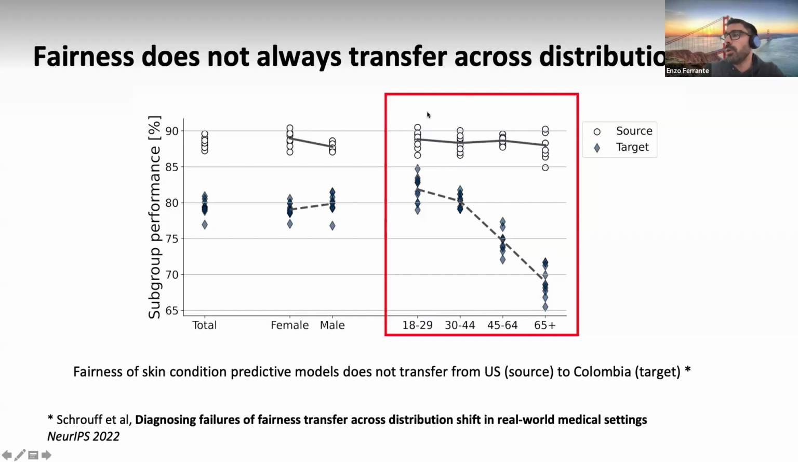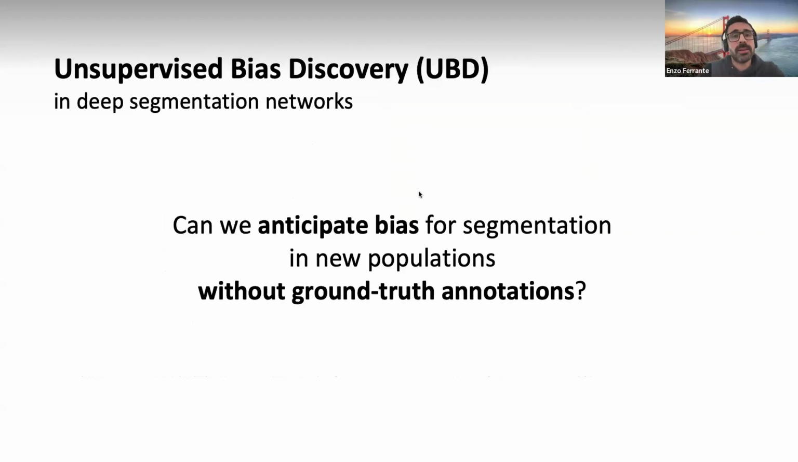And they show that in these cases, for models for skin condition prediction, basically skin cancer prediction, they went from a data set from the US to Colombia, and they observed that in the source data set, the model was fair, for example, across different age groups. But when they came to the new target data set in Colombia, it was not fair anymore, because the performance on older people was much lower than on younger people. So that can happen. In our case, we were worried about that.